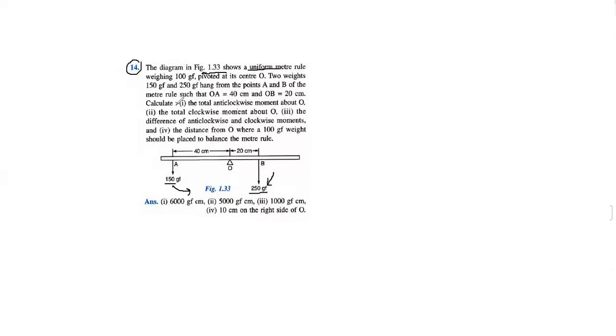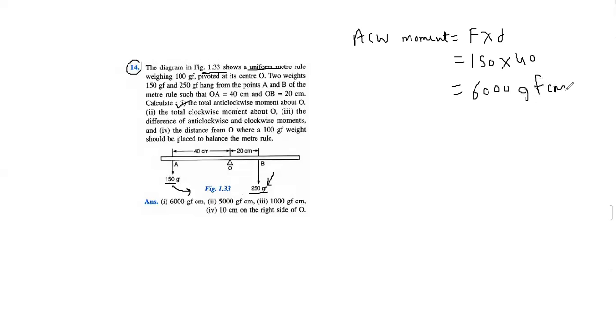The question says, first one, calculate the anti-clockwise moment. So let's find out. Anti-clockwise moment equals, we know the formula is force into distance. So what is the force available for anti-clockwise? Force is 150 GF into distance. Distance is 40 centimeter, which comes out to be 15 into 4 is 60, which means 6,000 gram force centimeter. This is anti-clockwise.